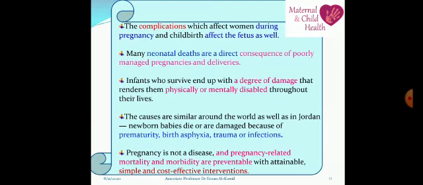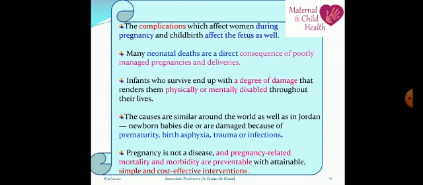The complications which affect women during pregnancy and childbirth affect the fetus as well. So many neonatal deaths are direct consequences of poorly managed pregnancy and delivery. If the mother has complications during pregnancy, this will affect the health of the newborn, and it may cause neonatal death. Also, infants who survive will sometimes end up with a degree of damage that leaves them physically or mentally disabled throughout their life.